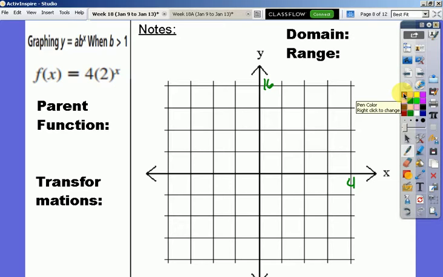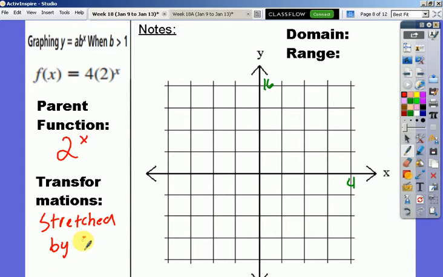First thing I want to know, what is my parent function? 2 to the x. What's happening to it? How's it being transformed? Stretched by a factor of? Yes. What is my y-intercept? 0, 4, right? Okay, so I already know without making a t-chart that I have a point right here. I'm going by 4s.